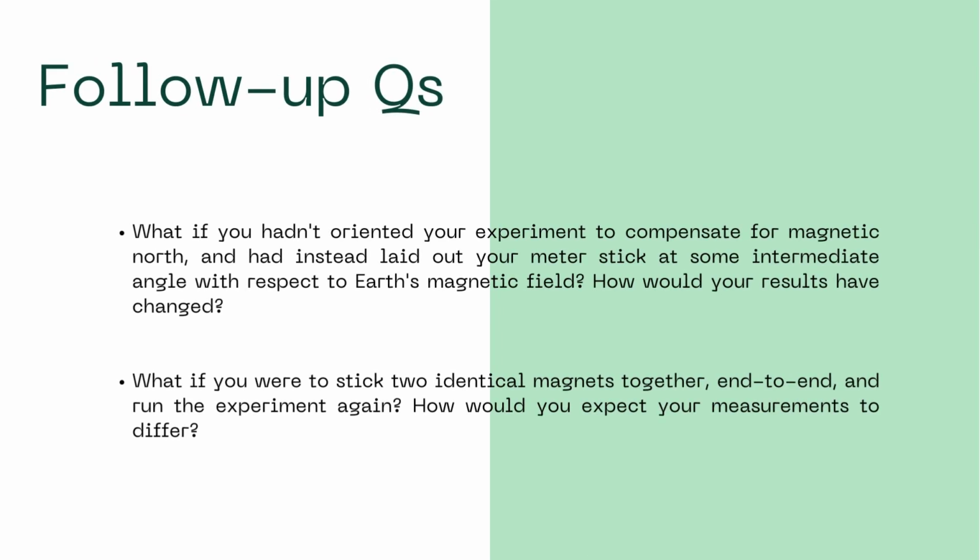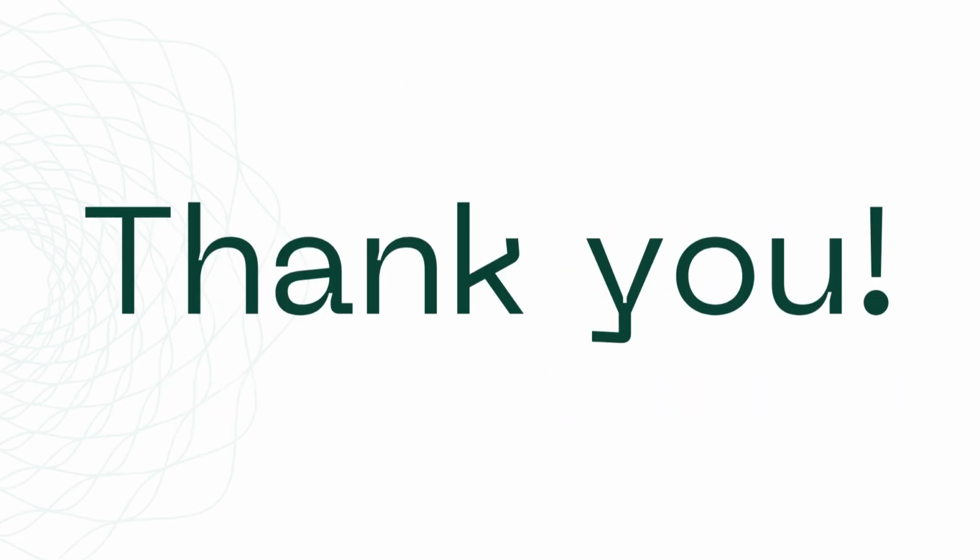If we hadn't oriented the experiment to take into consideration magnetic north and just laid out the meter stick at any angle, all values for Bx would have turned out to be off by the angle away from the north, but because all of these values would have changed, the difference between values would not be any different. If I stuck two magnets together end to end, I'd expect each measurement to be multiplied by a constant, yielding only a different magnetic dipole moment.